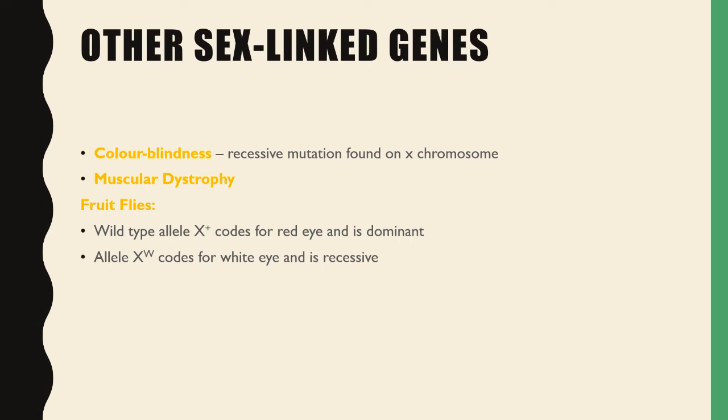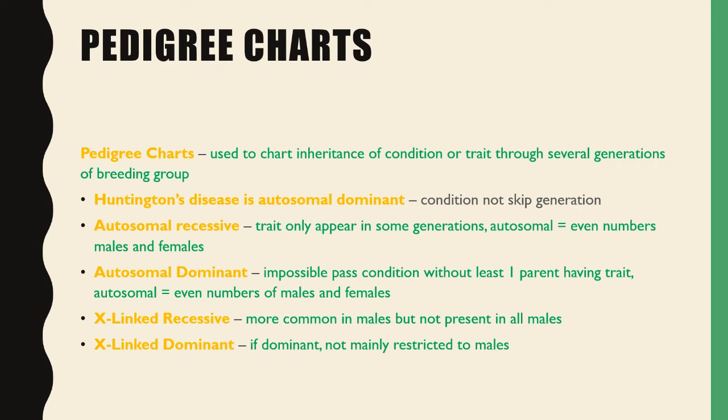So what are some other sex-linked genes? Color blindness, which is a recessive mutation found on the X chromosome, and muscular dystrophy as well. In fruit flies, you have the wild type allele, X+, which codes for the red eye and is dominant, and the opposite allele, XW, which codes for the white eye and is recessive. We also go through pedigree charts, which are used to chart the inheritance of a condition or a trait through several generations of a breeding group.